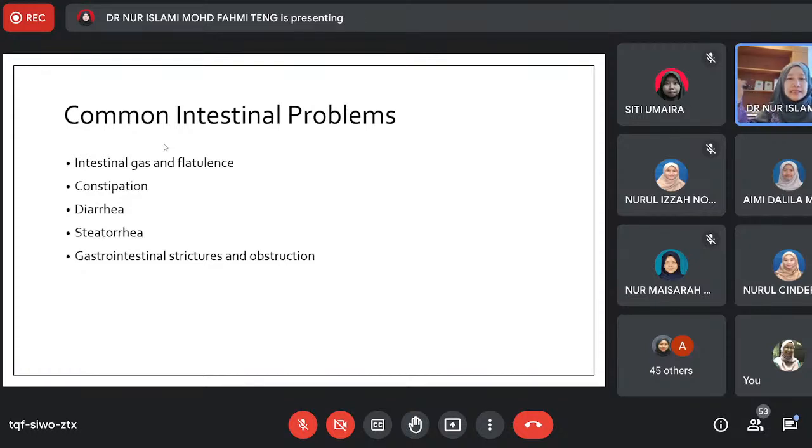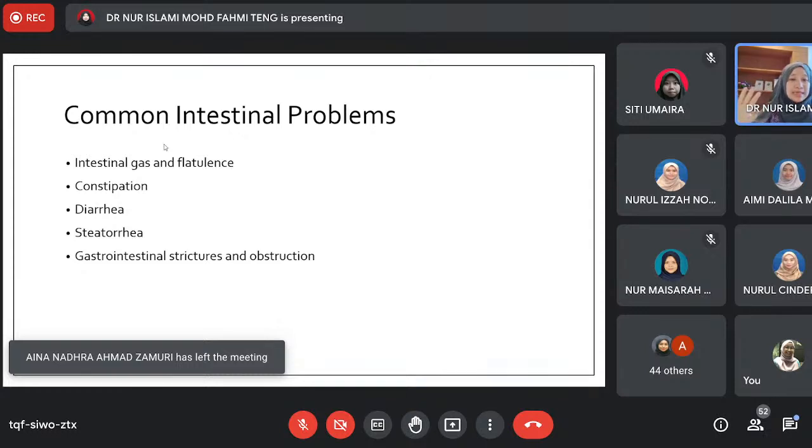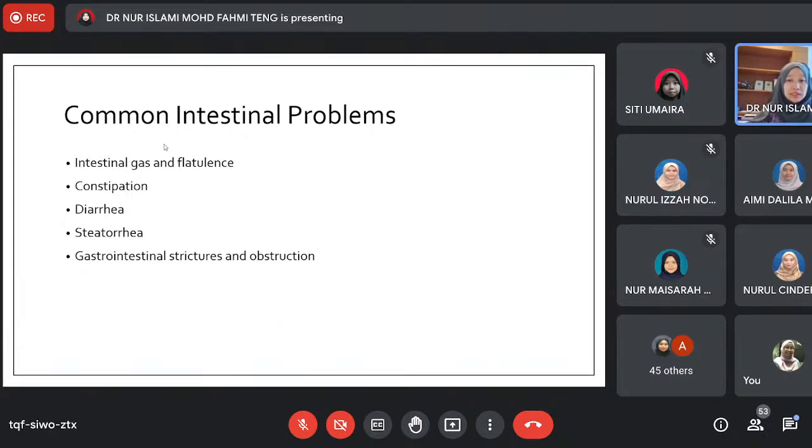So here are listed the common intestinal problems. More than 98% of all digestion and absorption occurs in the lower GI tract. Therefore any GI symptoms may place an individual at significant risk by impairing adequate utilization of nutrients. The common intestinal problems include intestinal gas and flatulence, the feeling of a bloated stomach.